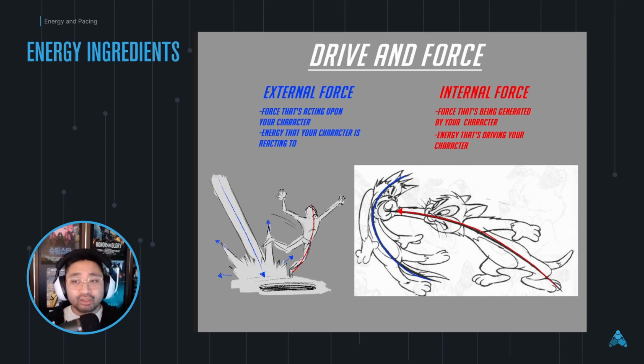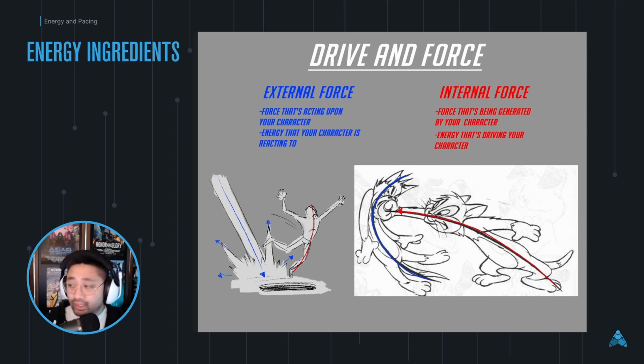And we talked about this a little bit, right? And some energy is even generated by the character. So we can see in this example, on the left, we have external force. The external force being in blue, that energy blast hitting the ground. And that's a force that's acting upon your character. And it's energy that your character is reacting to. And again, the line of action is the biggest indicator of this. So we can see the effect that this has.